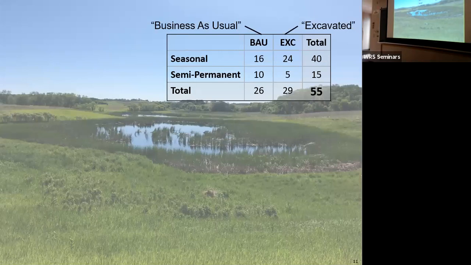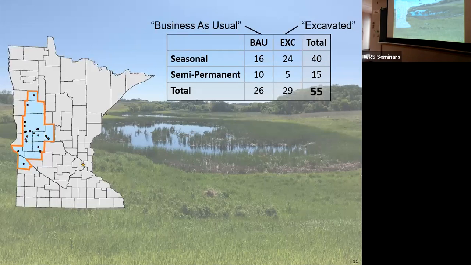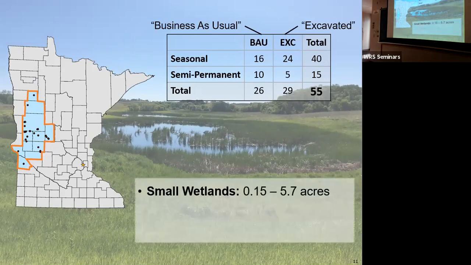In order to do all that, we started by looking at 55 wetlands. These were split among business as usual and excavated basins, and they were mostly seasonal basins, but there were some semi-permanent basins as well. All of these wetlands were located in west central Minnesota, and they ranged in size from 0.15 to 5.7 acres. So these are what you would call maybe pocket-sized wetlands, right?